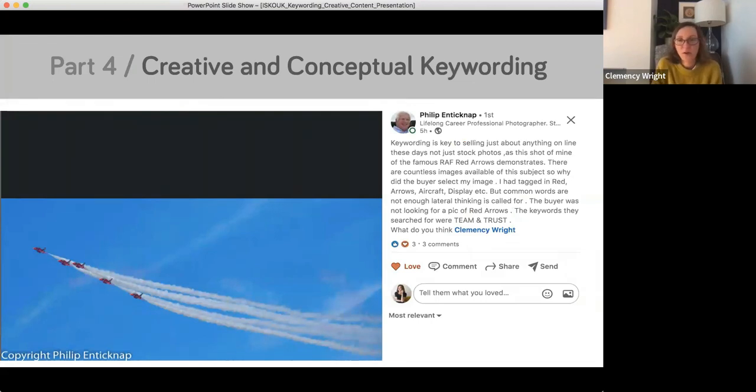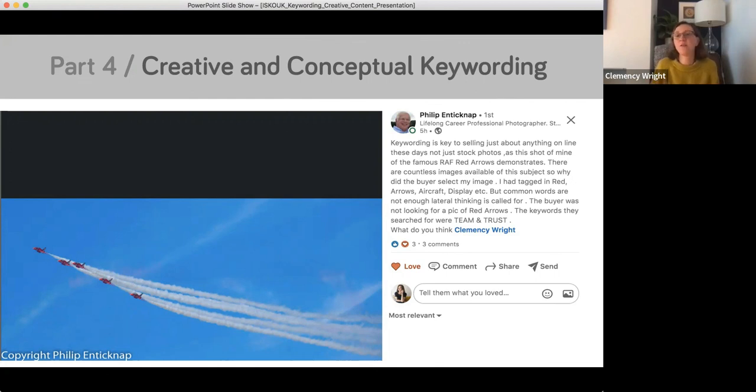And this is my final illustration example to show you how important concepts are. So this photographer, Philip Enticknap on LinkedIn, he and I often talk about keywording and how important the concepts are, because when this image of Philip sold on a stock library website, it sold on the keywords trust and team. So it wasn't even a customer searching for the red arrows or jet planes or, you know, aircraft transport. It was the concepts, team and trust that sold this image. And Philip was just reiterating the fact that it's also not just what we see, but what it means that's important in the keywording process.